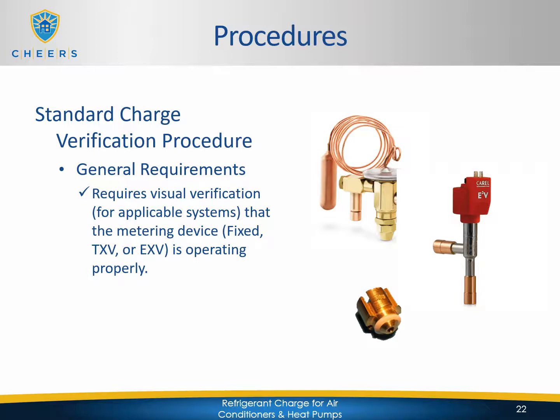So that's your basic two metering devices. And a TXV is going to require a subcool verification, where a fixed metering device is going to require a superheat verification procedure. EXV falls into the same group as the TXV. It just uses an electronic means to vary that flow versus just a thermostatic means.